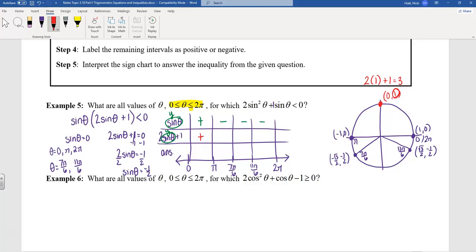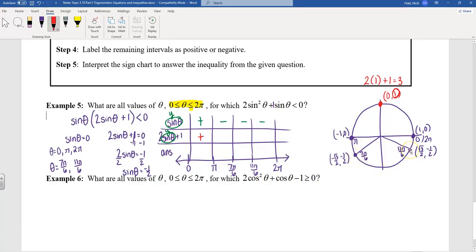Now, are there any unit circle values between pi and 7 pi over 6? They're not. That doesn't mean there's no values, but they're just not ones we have memorized on the unit circle. That makes this next piece hard to think about, or harder to think about. I'm skipping it because of that. Let's go to the next part.